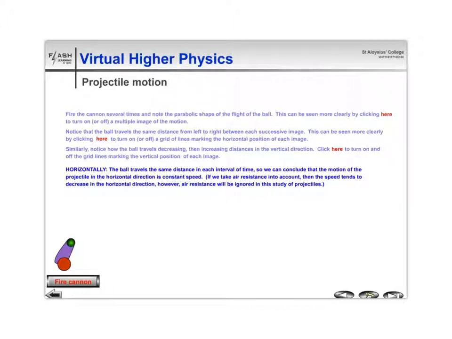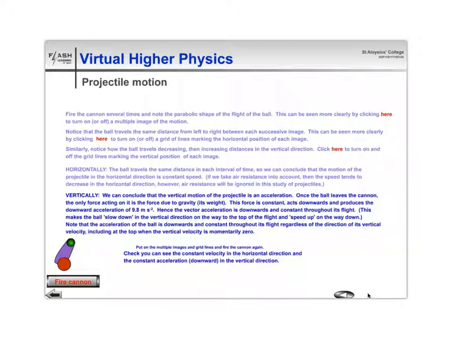So as I said, horizontally we can conclude that the motion is constant speed, and vertically we have a constant downwards acceleration of 9.8 meters per second squared, causing it to slow down on the way up and speed up on the way down.